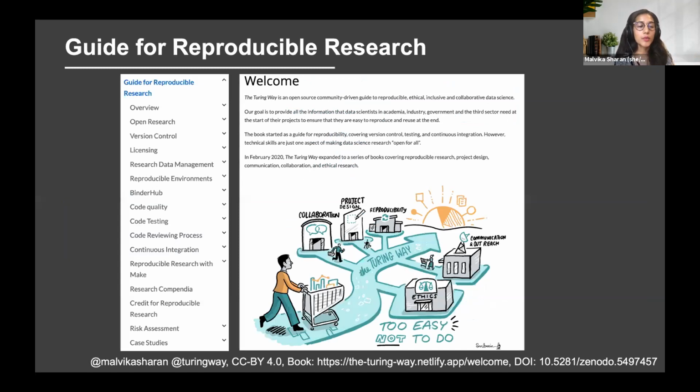With this definition, the project started with the contributors who documented best practices, guidance, and recommendation in chapters describing concepts and tools that can ensure reproducibility aspect of data research. These chapters include topics such as open research, version control, licensing, data management, code testing, reviewing, continuous integration, and so on.